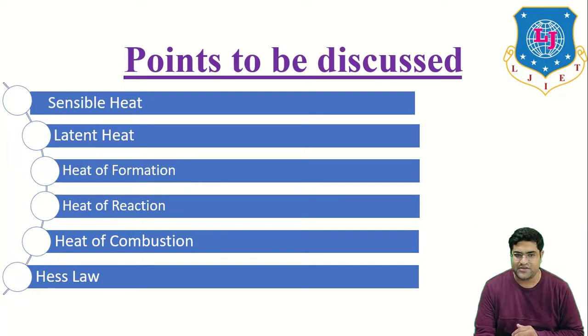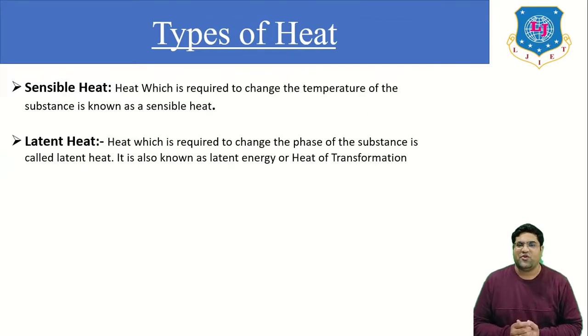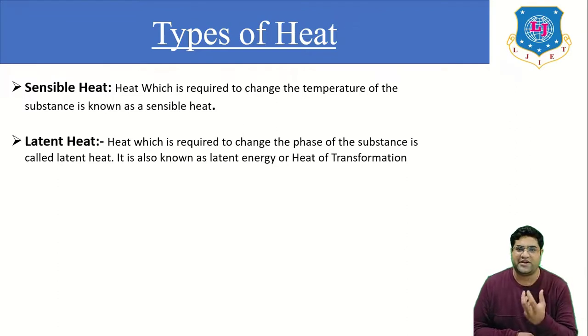Okay, so first we will start with the types of heat, that is the sensible heat and the latent heat. Now what is the meaning of sensible heat? We know that whenever we transfer heat to any substance, it will cause a temperature change. Let us take one example. If you have water at 10 degrees Celsius and we supply heat to that water, it will continuously rise in temperature. The temperature of water will rise from 10 degrees Celsius to 20, 30, 40 degrees Celsius. So the heat which is required to do the temperature change is known as the sensible heat.